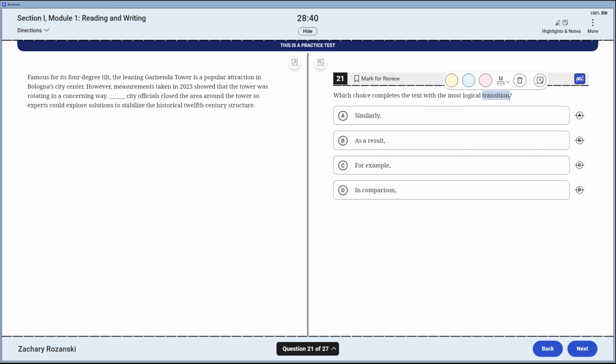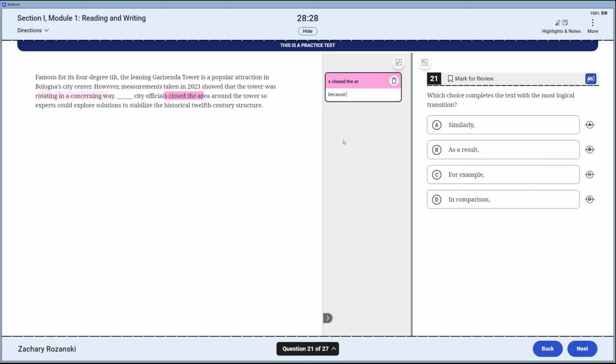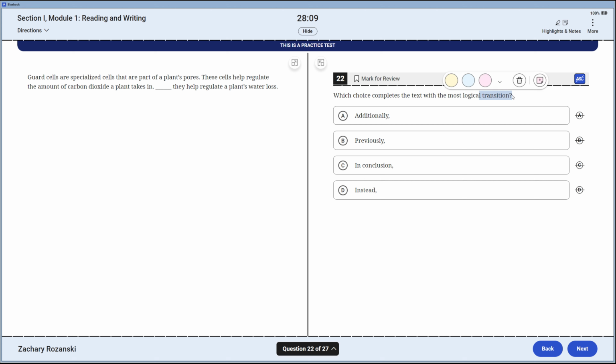As I read our first transition question now: measurements taken in 2023 showed that the tower was rotating in a concerning way. They closed the area to stabilize. This seems pretty straightforward because it was rotating concerningly. It's just standing there. Because it was rotating concerningly, they did do a shutdown, right? The city officials shut it down. The area around, cause and effect. I'm taking a little bit too much time to have fun with these questions.